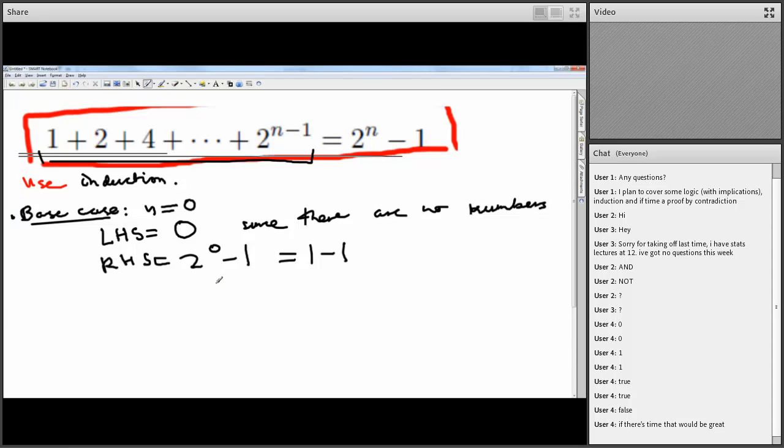It's a good thing to remember. But I'm happy to use a calculator. So 1 minus 1 would then give you 0. So you can see the left-hand side equals the right-hand side for this particular case. So basically, the base case is true.